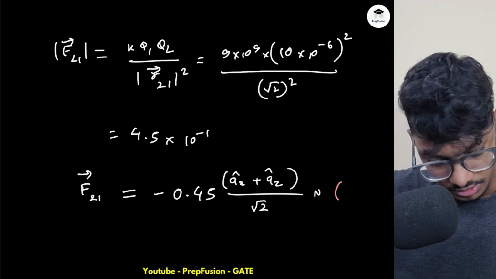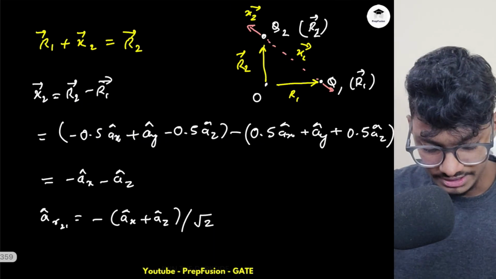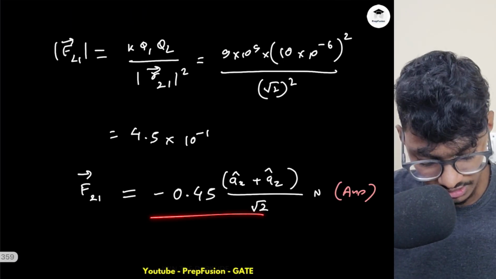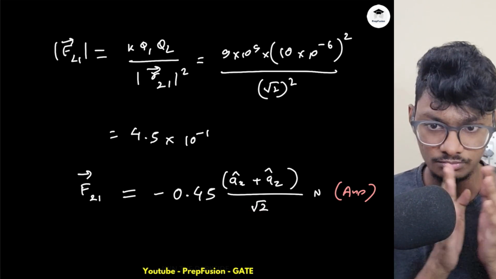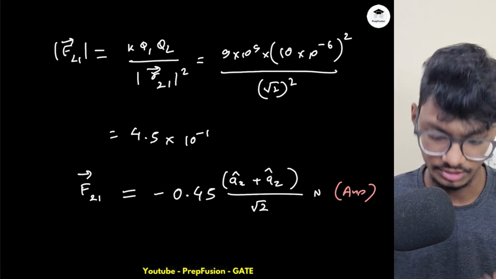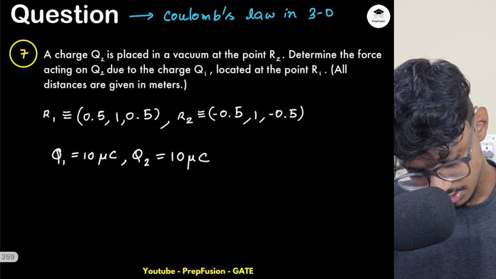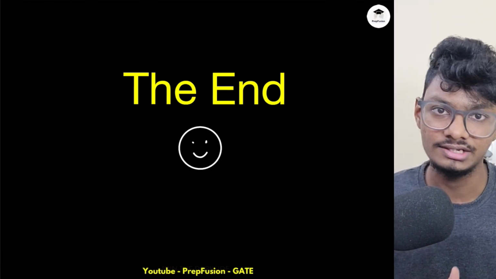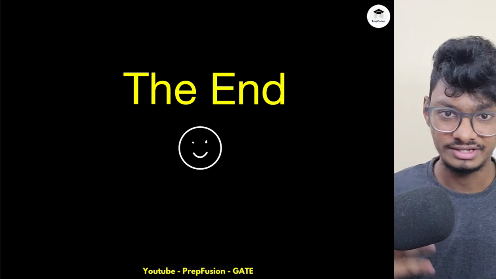So just use your simple brains. First identify the direction, then identify the magnitude, and then simply merge these two and write the answer. What have they asked? They have asked to determine the force. So I have determined the force with the direction as well. That's it basically for this lecture. This lecture was pretty good. We learned a lot of things.